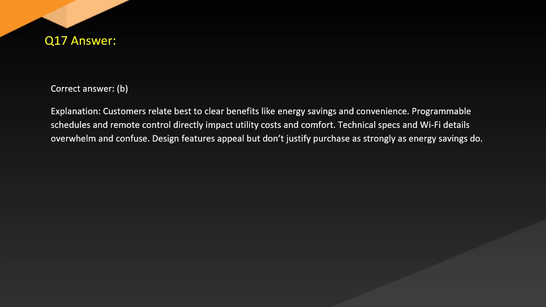Answer. Correct answer, B. Explanation. Customers relate best to clear benefits like energy savings and convenience. Programmable schedules and remote control directly impact utility costs and comfort. Technical specs and details overwhelm and confuse. Design features appeal but don't justify purchase as strongly as energy savings do.